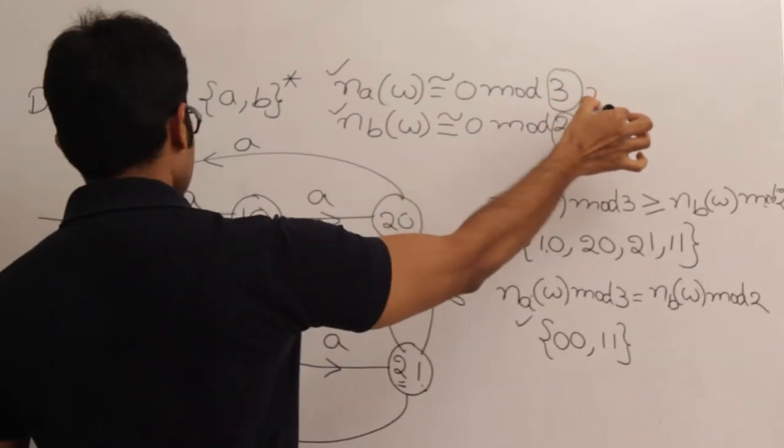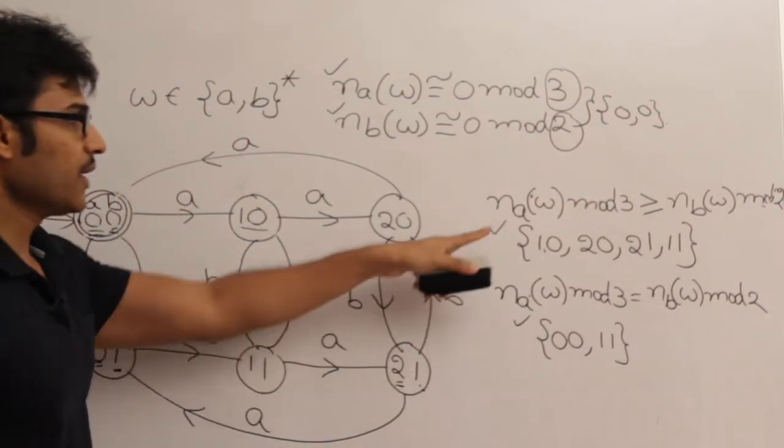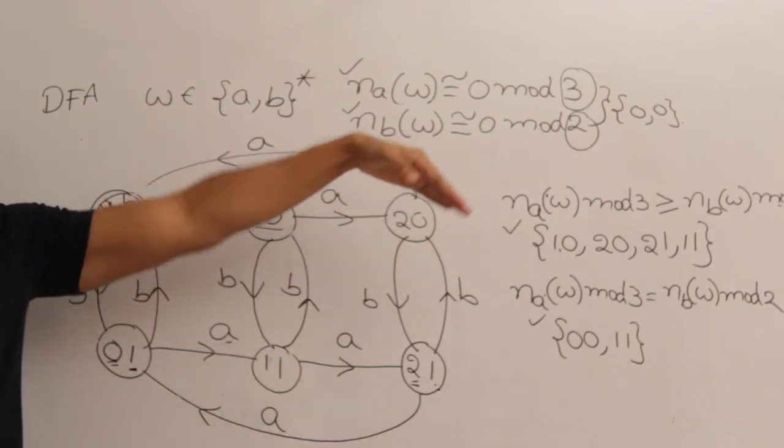And what is the final state for this question? Obviously 0, 0. Right? So you can extend this question, you can use your imagination and you can extend this question to any level. Okay.